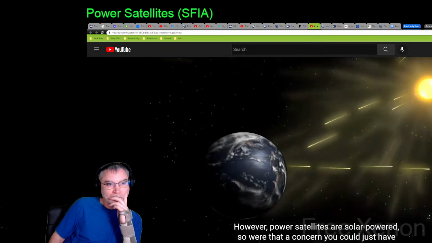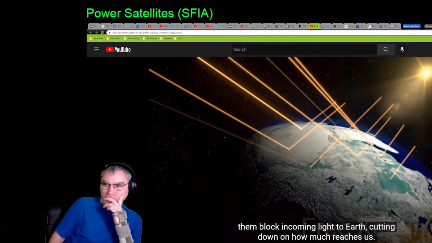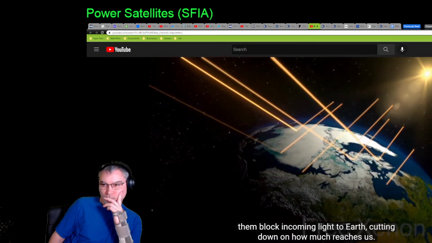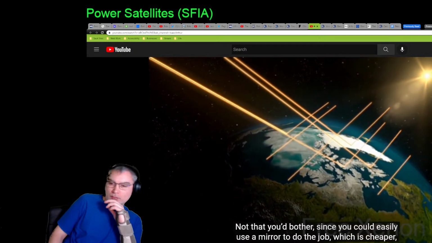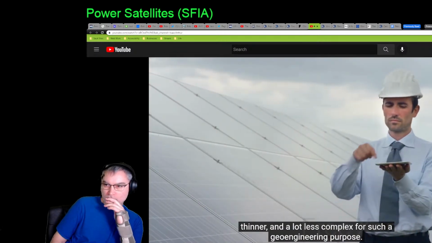However, power satellites are solar powered, so were that a concern, you could just have them block incoming light to Earth, cutting down on how much reaches us. Not that you'd bother, since you could easily use a mirror to do the job, which is cheaper, thinner, and a lot less complex for such a geoengineering purpose.